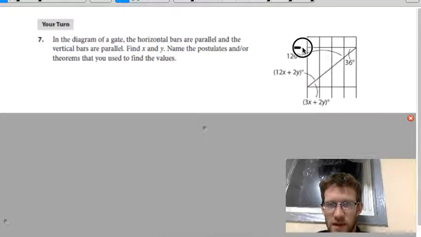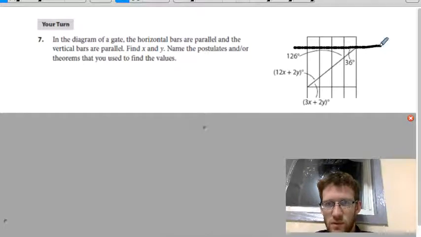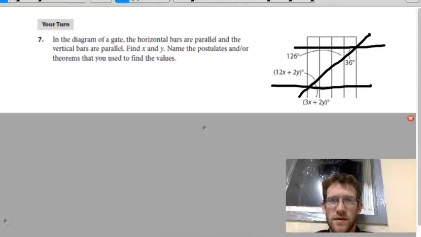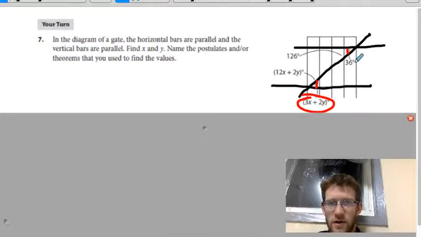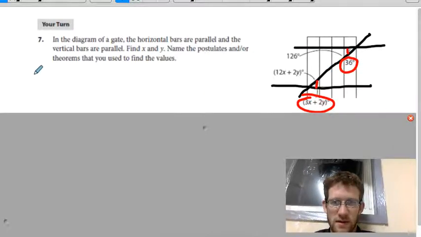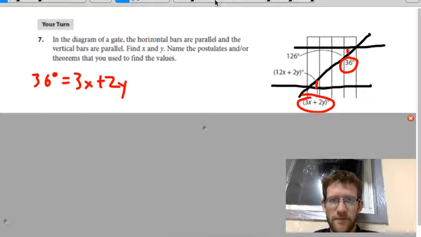So think of it this way. Think of this as one parallel guy. This is one parallel guy. And then this is our transversal. That allows us to say that this one and this one are what? They're alternate interior angles. So are they congruent? Yes, we can set up 36 equal to 3x plus 2y. So that's one of ours. 36 degrees equals 3x plus 2y.